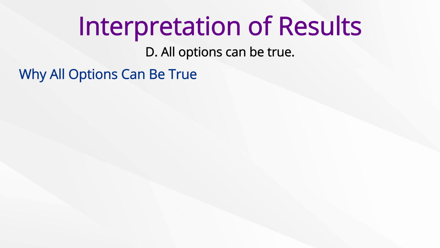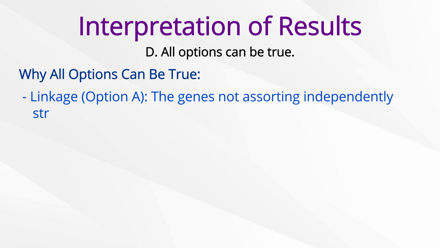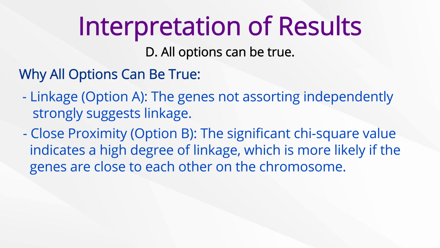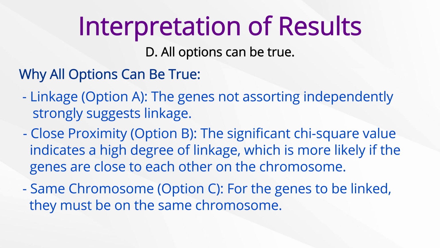Why all options can be true. Linkage, option A. The genes not assorting independently strongly suggests linkage. Close proximity, option B. The significant chi-square value indicates a high degree of linkage, which is more likely if the genes are close to each other on the chromosome. Same chromosome, option C. For the genes to be linked, they must be on the same chromosome.